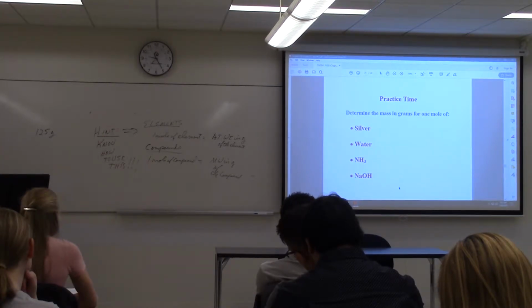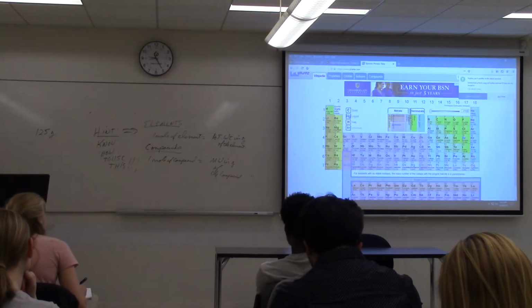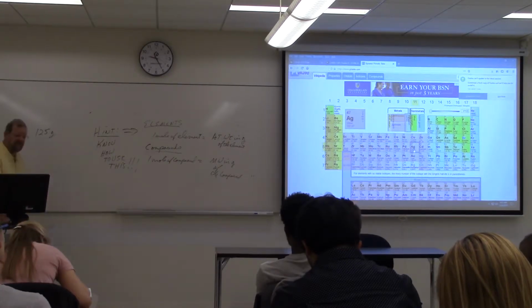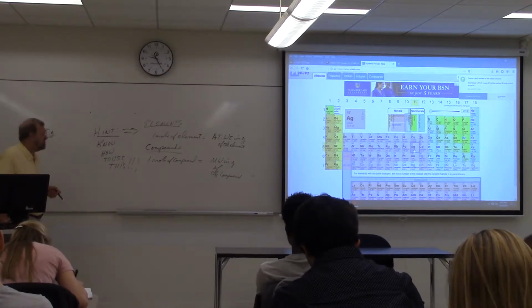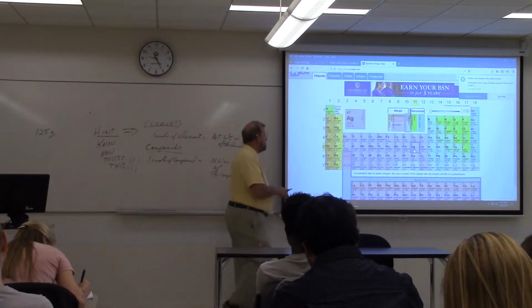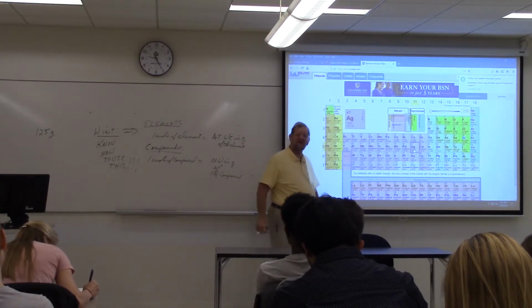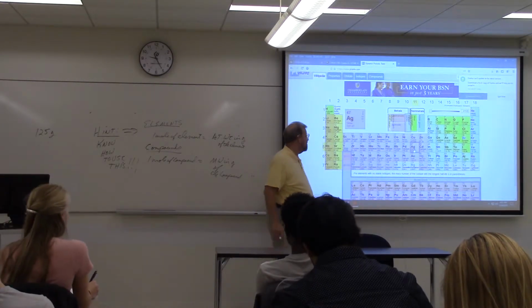Let's do, what's the mass in grams for 1 mole of silver? If we go to our periodic table, we find silver, and to 3 significant figures, 1 mole equals its atomic weight in grams. So if I said, get me a mole of silver, you'd weigh out 108 grams, to 3 significant figures. And that would be 1 mole.